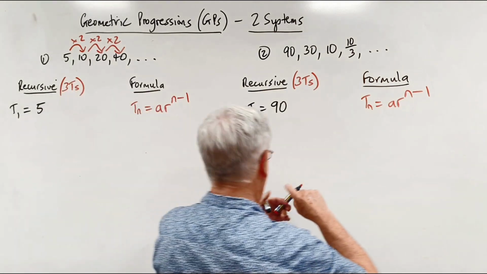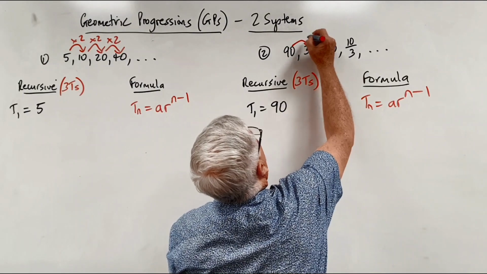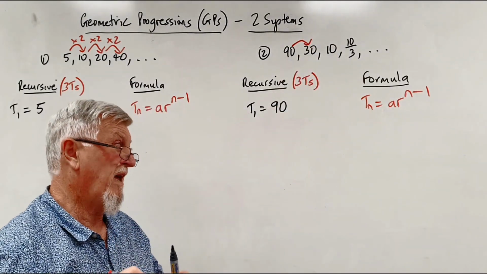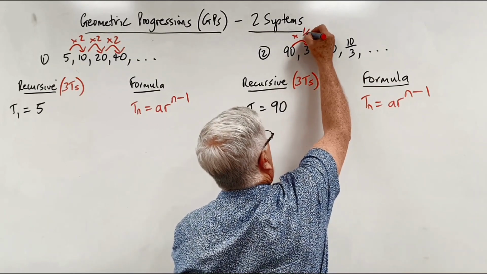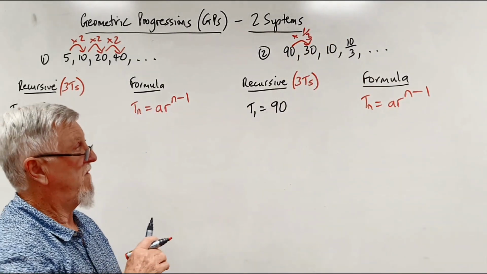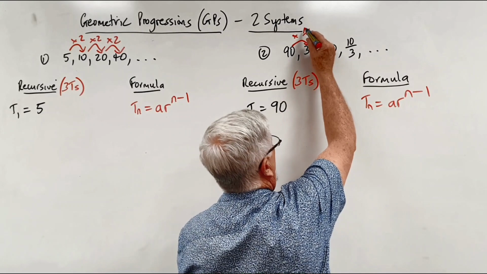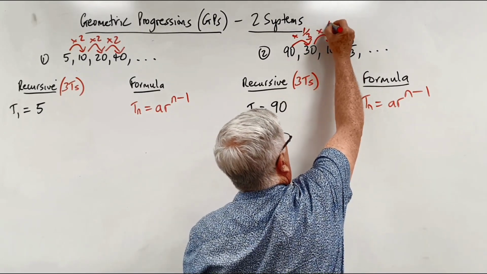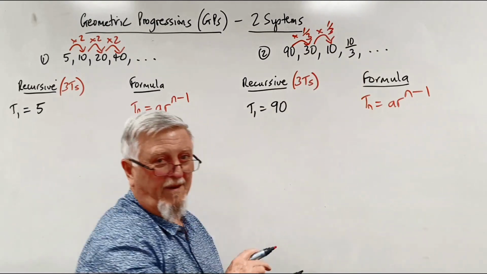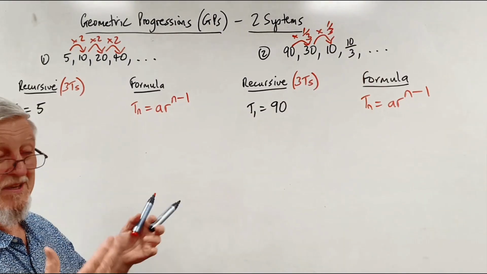Geometric progression. Geometric means that we're multiplying each time. Interesting case in this one though, we're actually dividing by 3. So we don't use dividing by 3 in the system, we use multiply by 1/3, which is the same as divide by 3. So if I multiply 90 by 1/3, it's the same as divide by 3. If I multiply 30 by 1/3, I get 10. That's the same as dividing by 3.